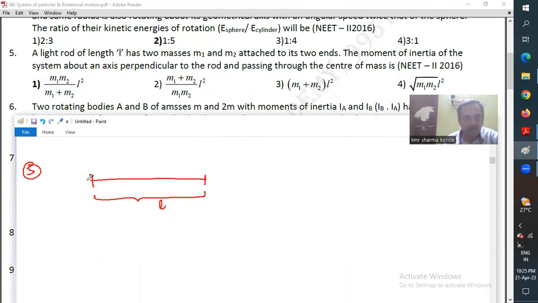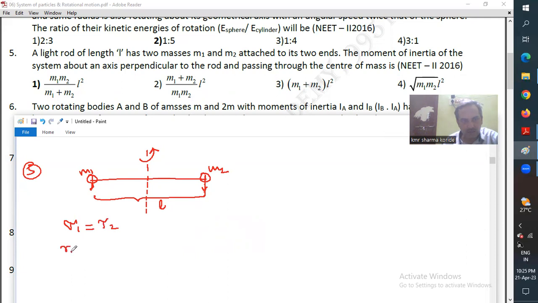Masses M1 and M2 are attached here at the ends. The moment of inertia of the system about an axis perpendicular to the rod passing through the center. So roughly this is the center, and the two particles are rotating about this particular axis. Remember, in case one mass produces clockwise movement, the other mass produces anti-clockwise movement. So torques are the same. Tau1 is equal to tau2.